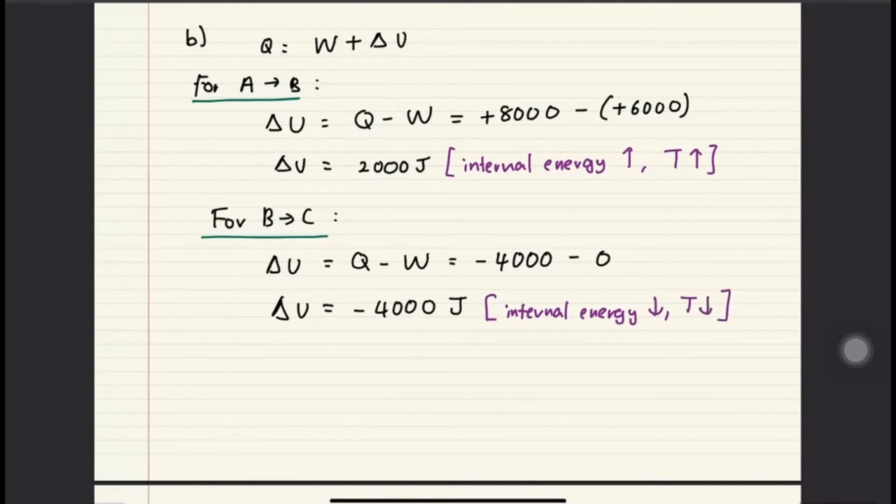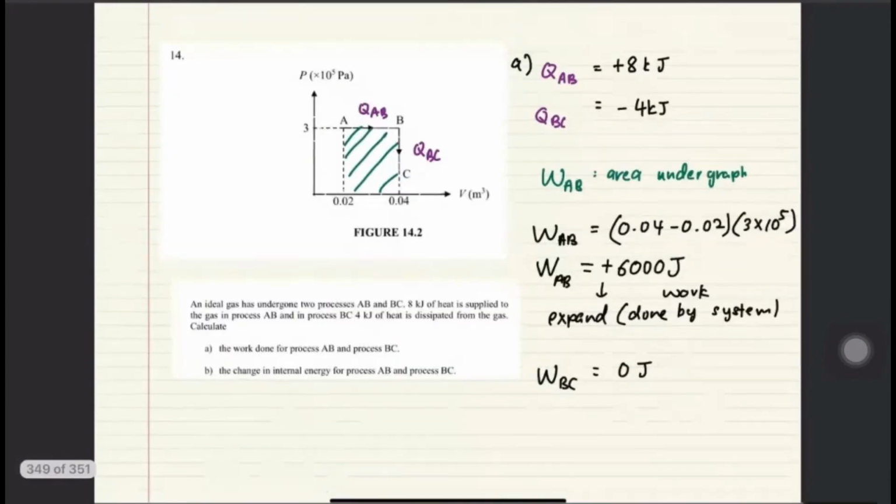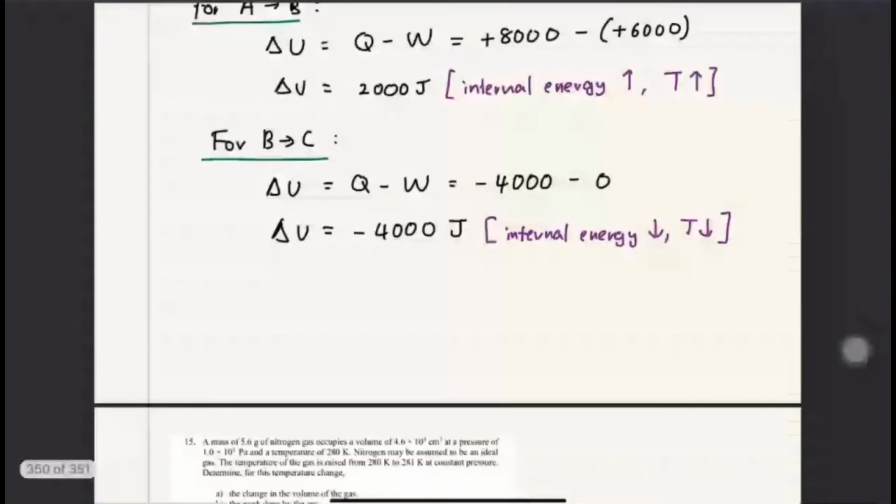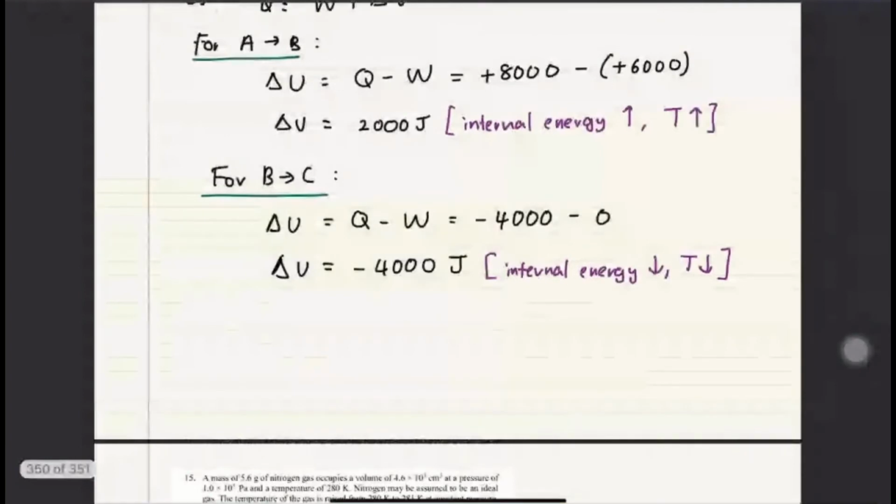Maybe we can look at the process. Basically this one has two curves, curve number 1, curve number 2. For process A to B, it jumps from a lower temperature to a higher temperature. Temperature increases, agreeing with the value that we got just now. From B to C, the temperature decreases because this is T1 and T2, and T1 is bigger than T2. So temperature decreases. It makes sense. So far everything makes sense, and I think the answer is correct as well.